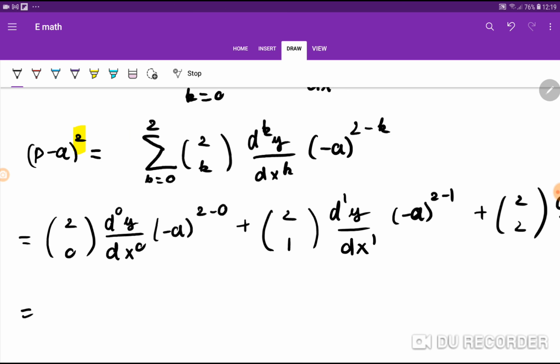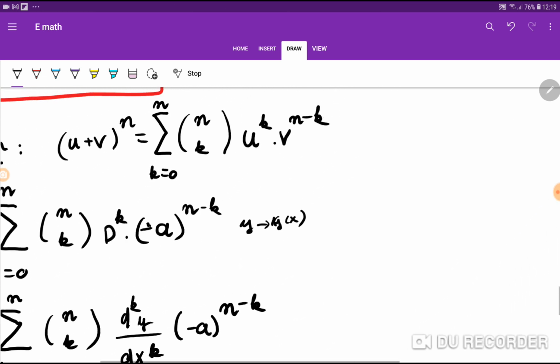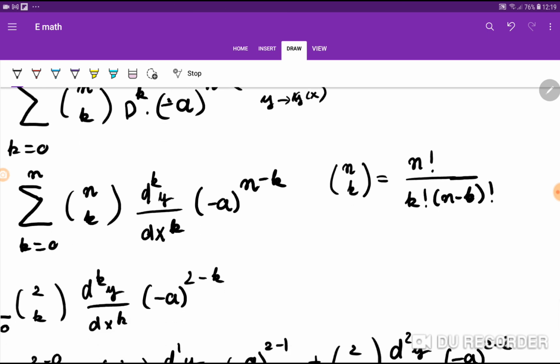So what is 2 choose 0? Can anyone tell me what it becomes? 2 choose 0. Yeah, it becomes 1. If you don't remember, I can give you the formula. In probability we learned about it. This is the formula for n choose k, so you can use it to find it, or whatever works for you.